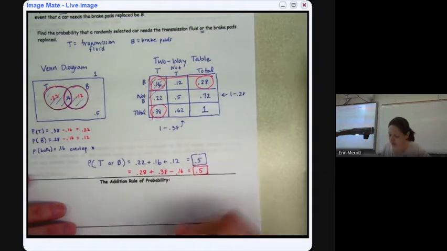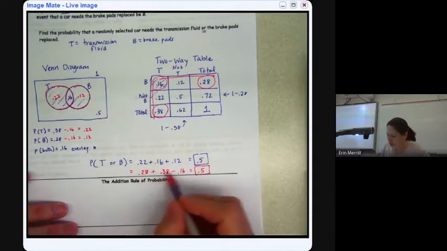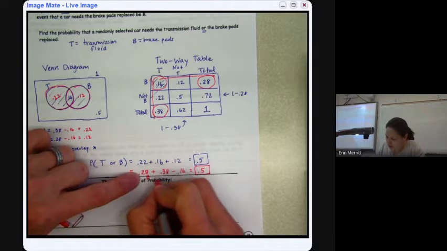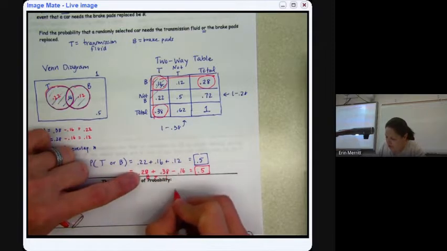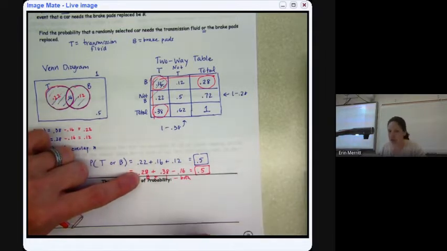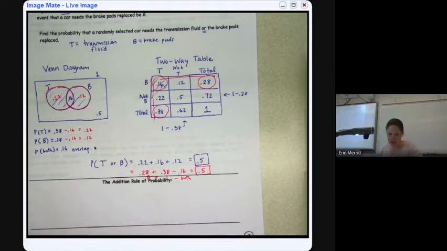So two different ways to calculate. So what was this? Well, this was the probability of brake pads. This was the probability of transmission fluid. And this was minus the probability of both. Now I'm going to write that a little more nicely down here at the bottom.